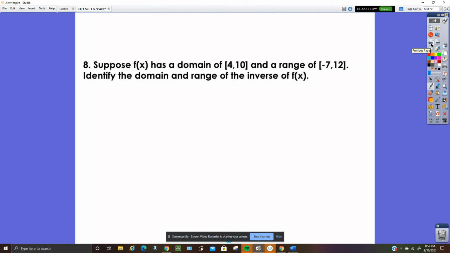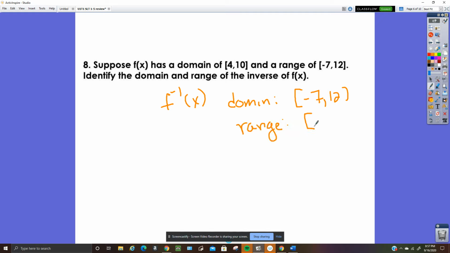And we didn't talk anything about domain and range. We will, but you should know that the inverse domain would be -7 to 12, and the range would be 4 to 10. So just the domain and range would swap around here.